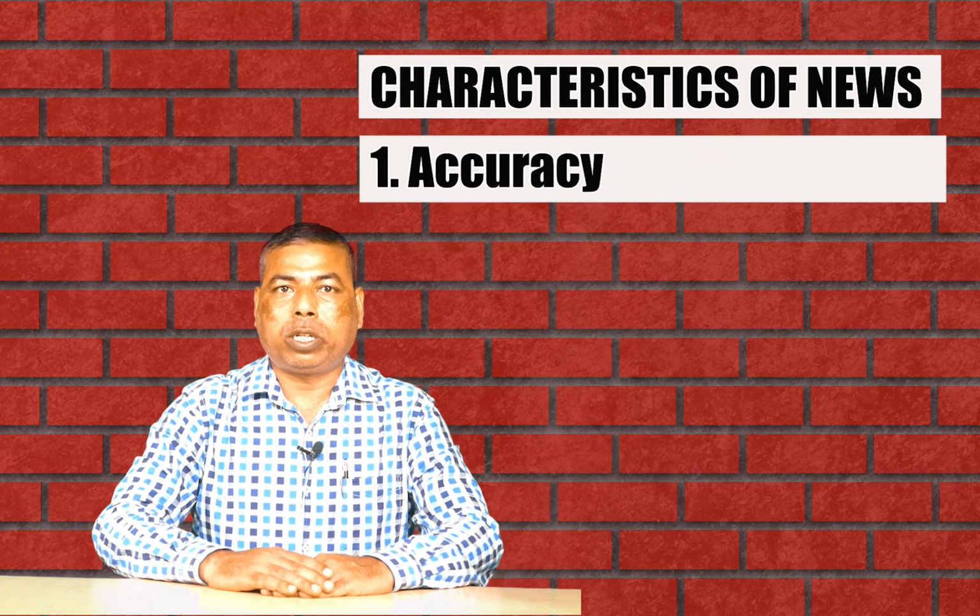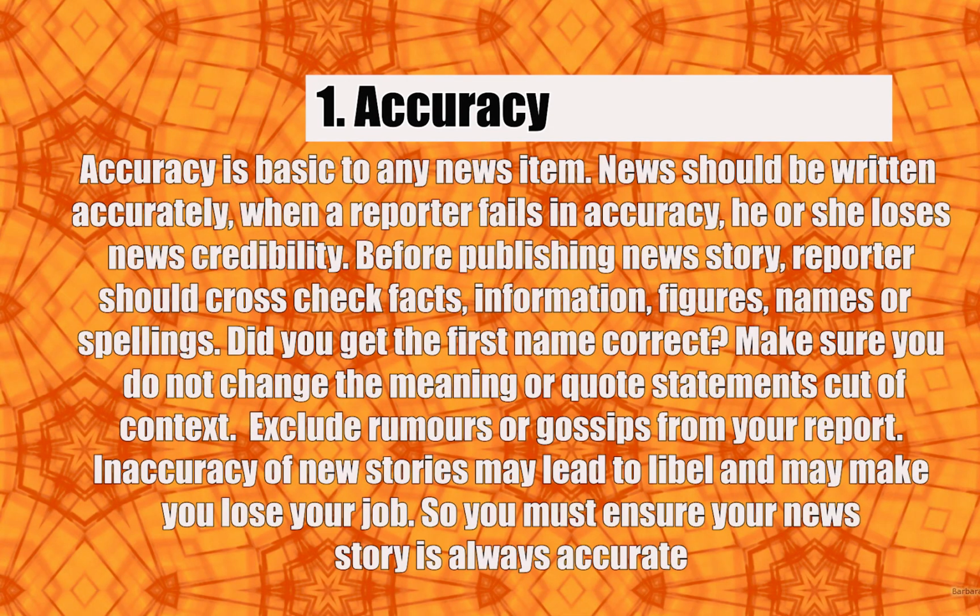Number 1. Accuracy. Accuracy is basic to any news item. News should be written accurately. When a reporter fails in accuracy, he or she loses news credibility. Before publishing a news story, the reporter should cross-check facts, information, figures, names, or spellings. Did you get the first name correct? Make sure you do not change the meaning or quote statements cut off from context.